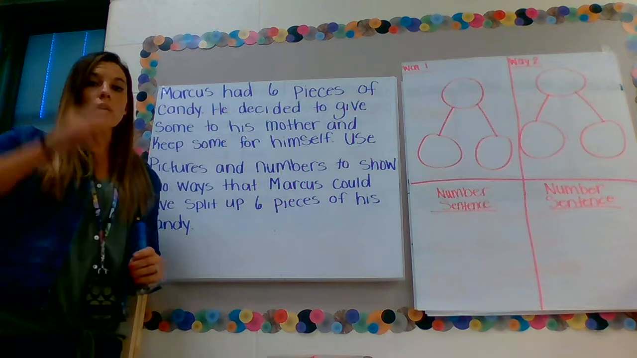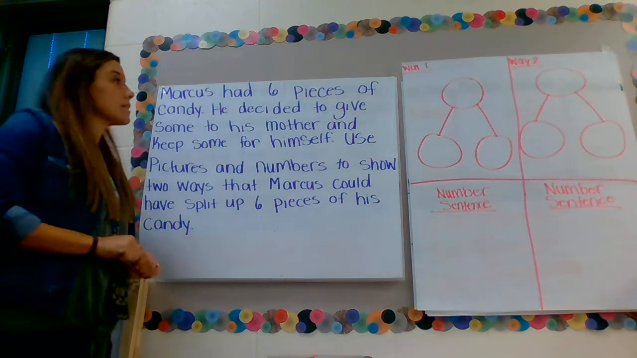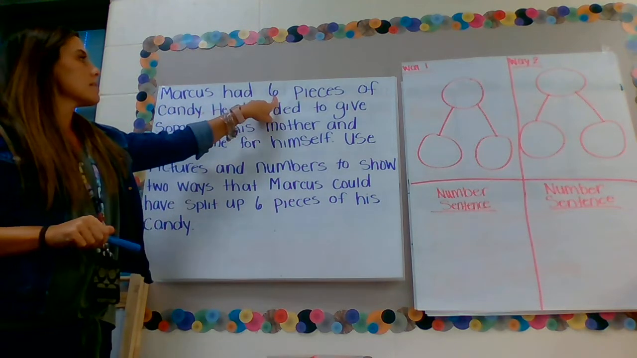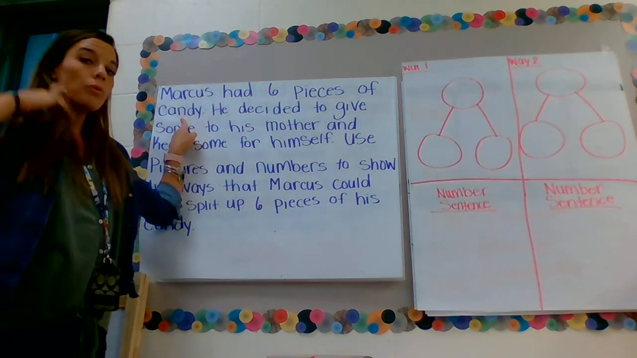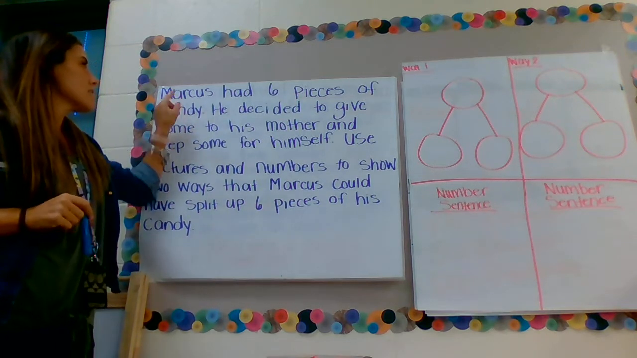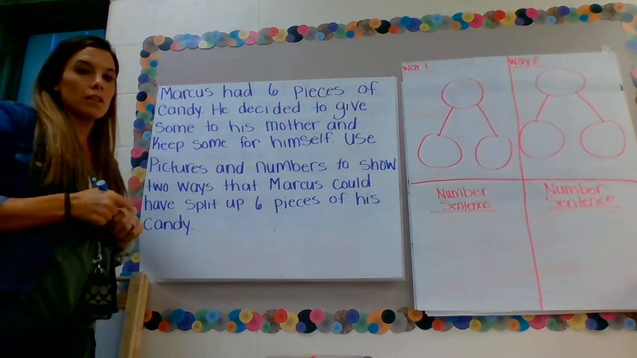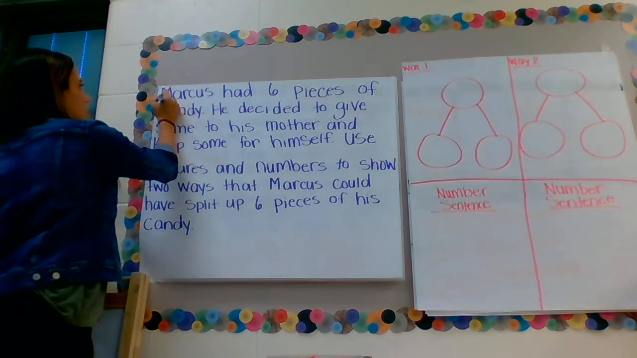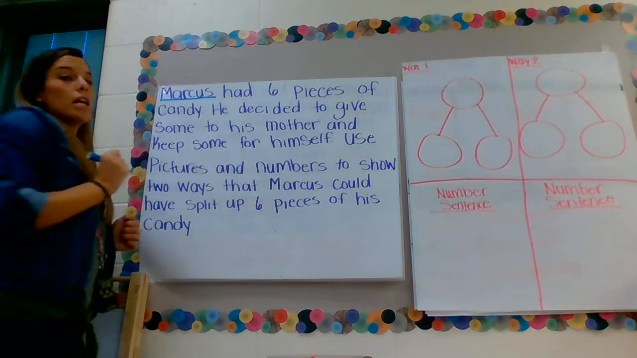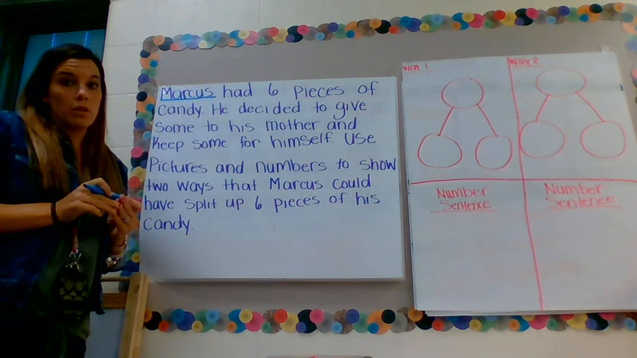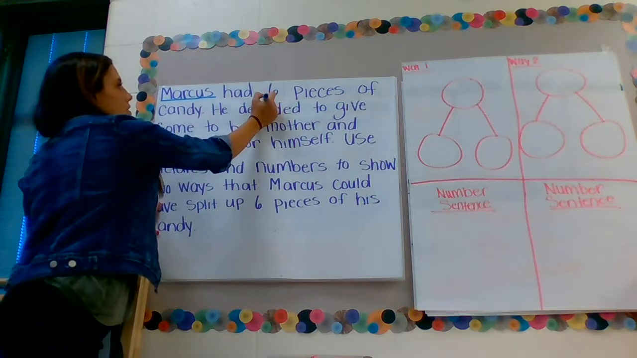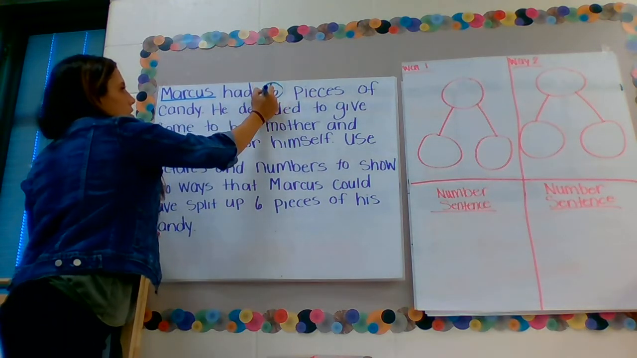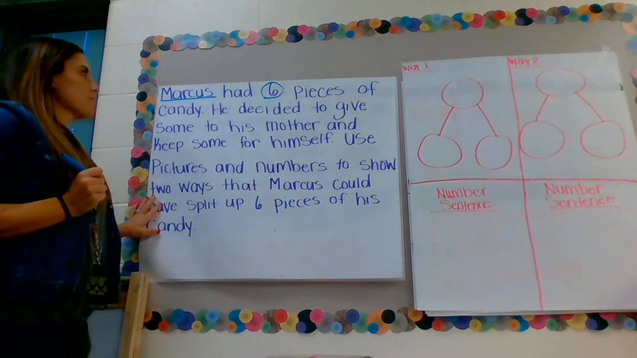Okay, so let's go ahead and look at that first sentence. Marcus had 6 pieces of candy. I don't know that really his name is important, but I am going to give it a little underline just because we need to know how many people we have that we're dividing up the candy for, okay? So Marcus had 6. 6 is very important because that's how many pieces of candy he had.